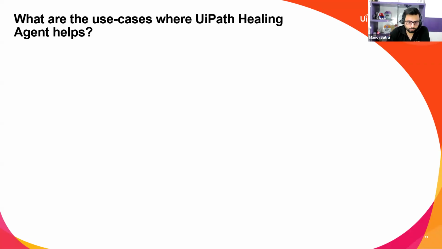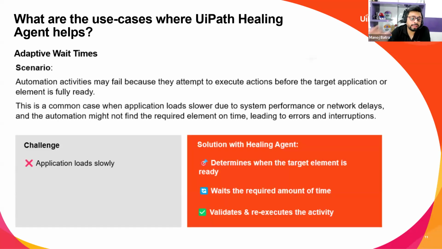The fourth point was network delays. So here healing agent knows that the application is loading slowly and the target element is not ready. So it just adds some time to that. It just waits for that element to appear. So once the target element is ready, it again validates that and re-executes the activity. So this is the fourth case where the healing agent is very useful.